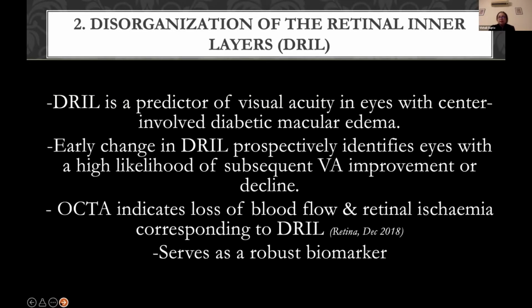The second biomarker is DRIL, which is disorganization of the inner retinal layer. This is actually a predictor of visual acuity in eyes that have center-involving diabetic macular edema. Early change in the DRIL identifies eyes that are likely to have subsequent visual improvement or decline. And you can compare the DRIL with OCTA, and OCTA indicates loss of blood flow and retinal ischemia corresponding to DRIL. So it's a very robust marker.